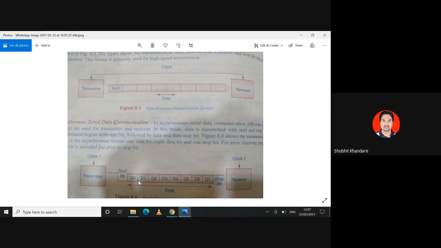The baud rate is the reciprocal of the time to send one bit.